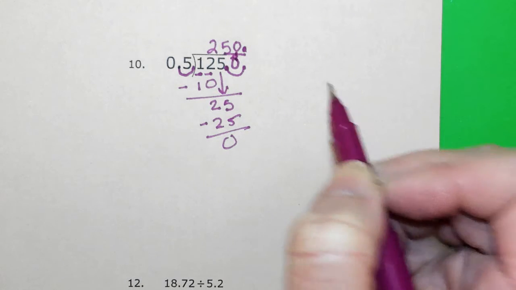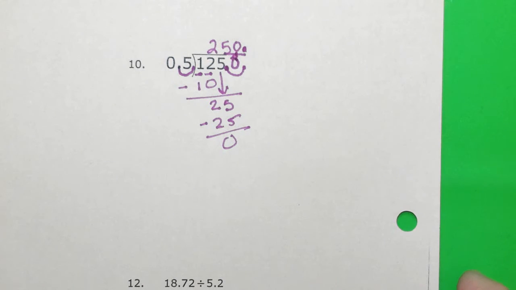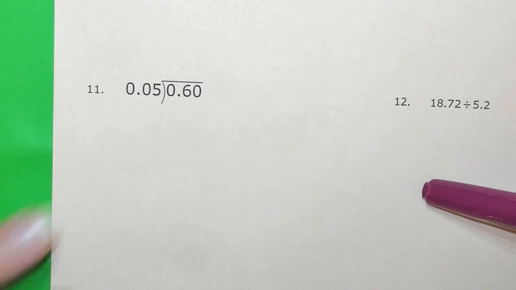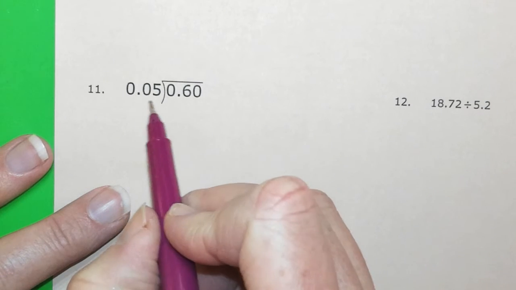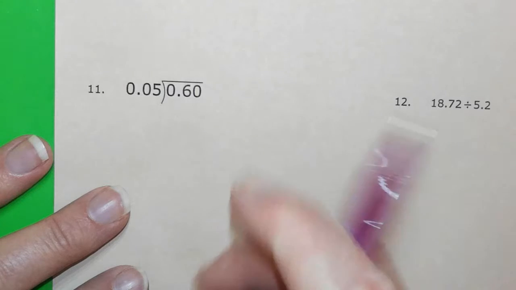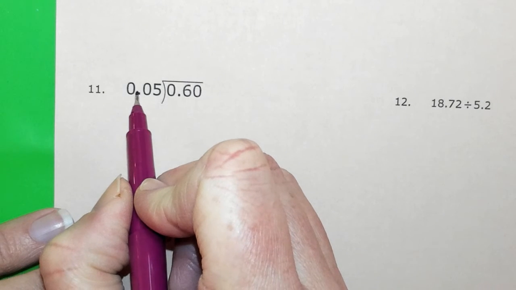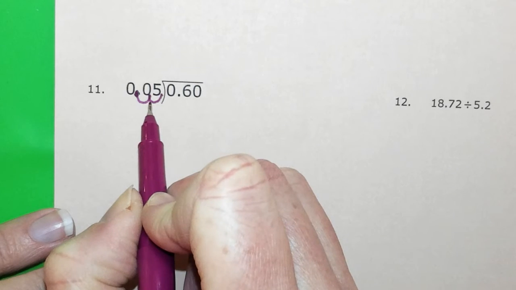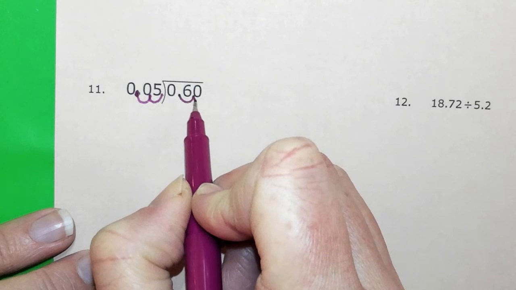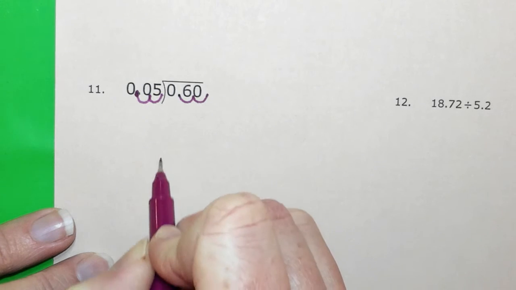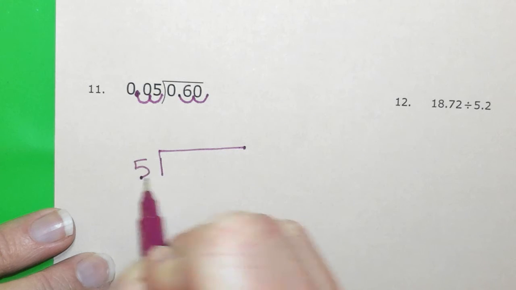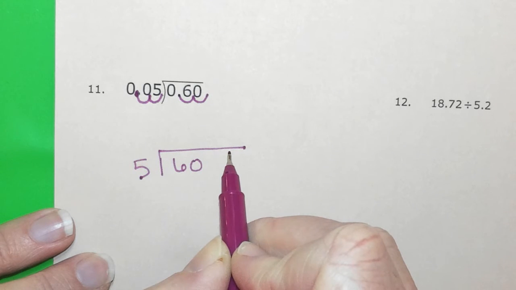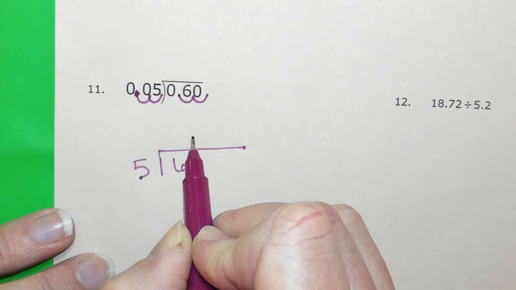We're going to do one more together to make sure you're on the right track. Let's look at question number, I think 11. On question number 11, I know that I have 0.05, but again, I need to make this an integer. So it looks like I need to move my places over how many times? 1, 2. And if I moved it over 2 times here, then I have to move it over 2 times here. So if I wanted to look at this problem, now I have 5 divided by 60, because I've moved it over. And I can work with this one as well.